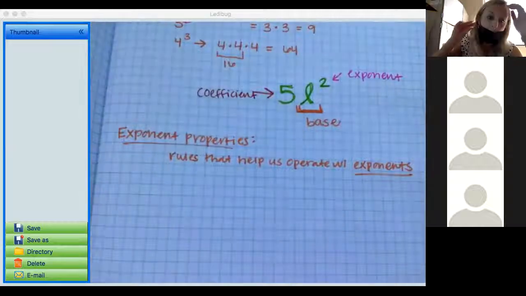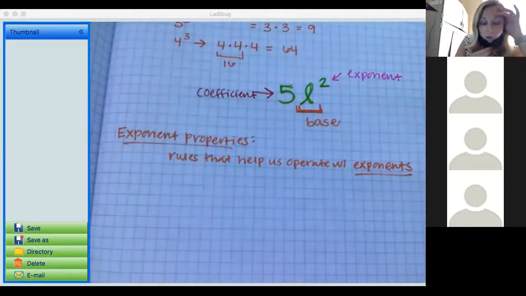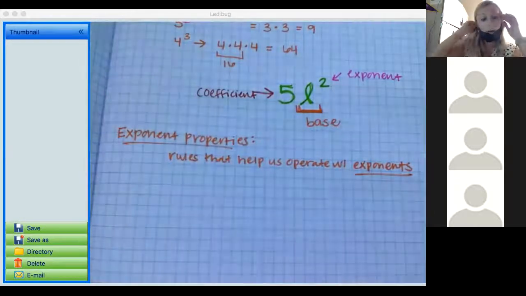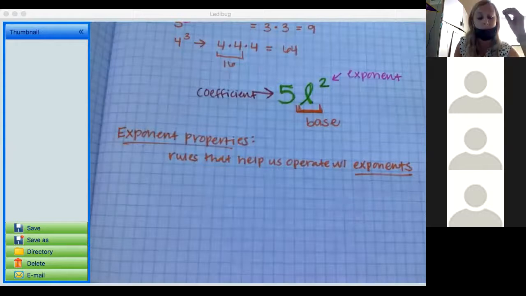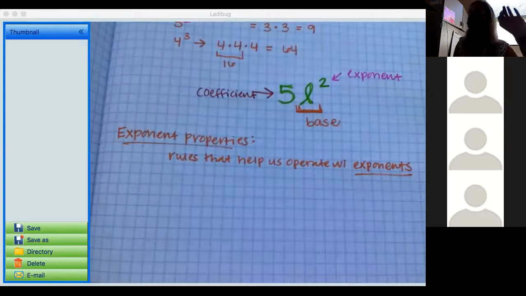Every year I have Math 1 kids that try to do these rules with the coefficients. They're not called coefficient properties, they are exponent properties. So they're rules that only deal with the exponents. They're going to help us operate with exponents.